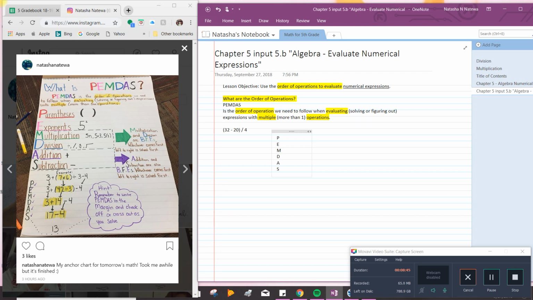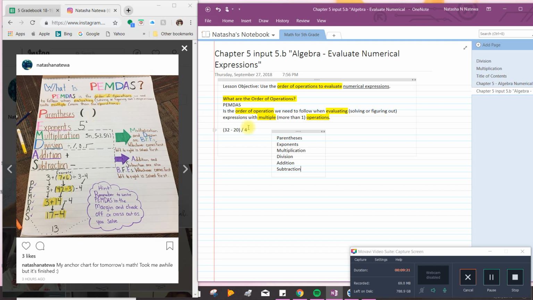Now you might ask yourself, well, Ms. Nada, what does PEMDAS stand for? PEMDAS stands for, in your notes it should say, parentheses, exponents, multiplication, division, addition, and subtraction.